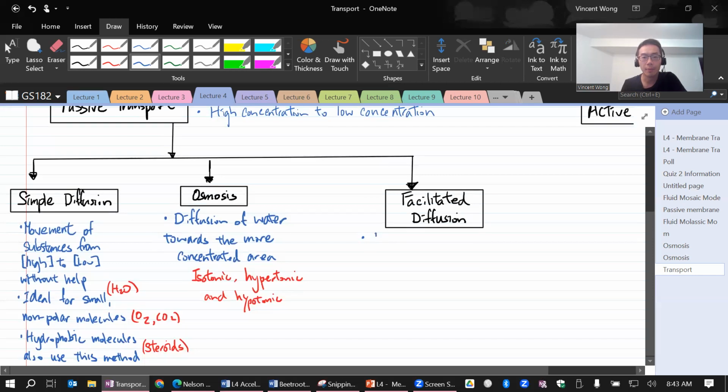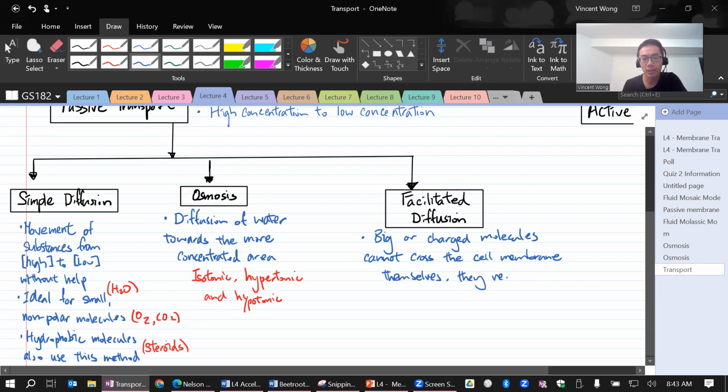Big or charged molecules cannot cross the cell membrane themselves. They require the help of membrane proteins.